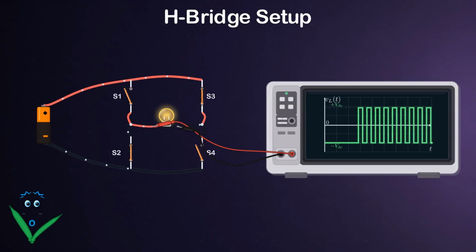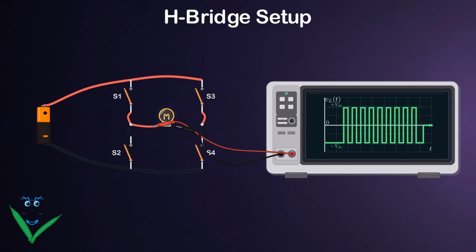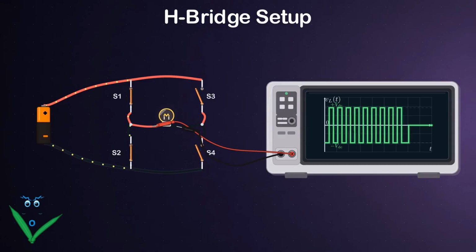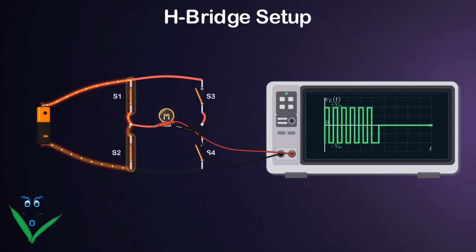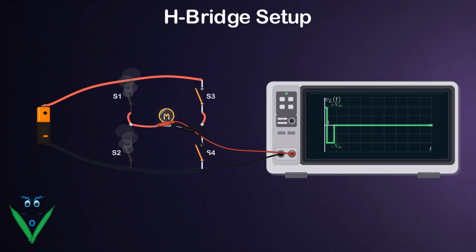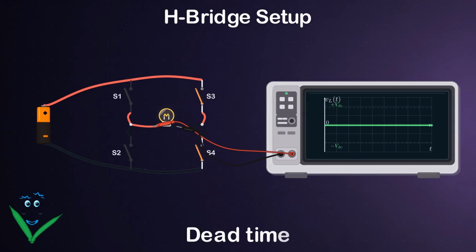There is one very important switching rule. The upper and lower switches on the same side of the bridge must never be turned on at the same time. If both switches on one side are closed, they create a direct path between the positive and negative terminals of the DC supply. This produces a short circuit and can generate a very large current. The switches may overheat or fail almost immediately. For this reason, practical switching circuits include a brief delay between turning one switch off and turning the opposite switch on. This delay is called dead time.